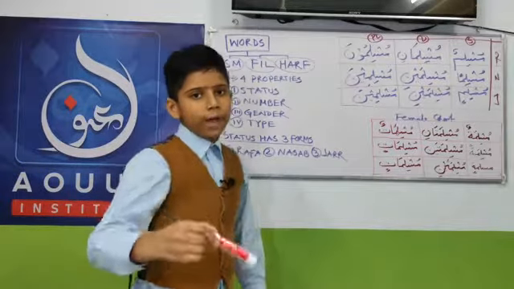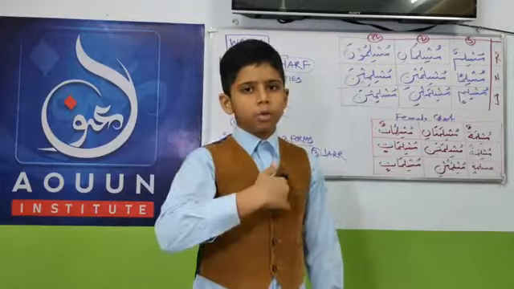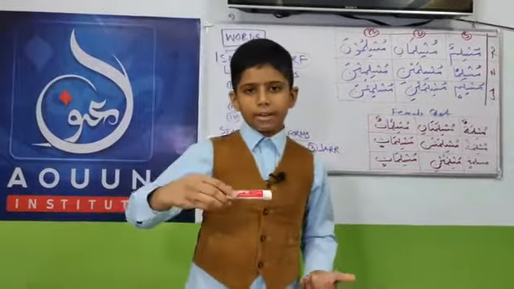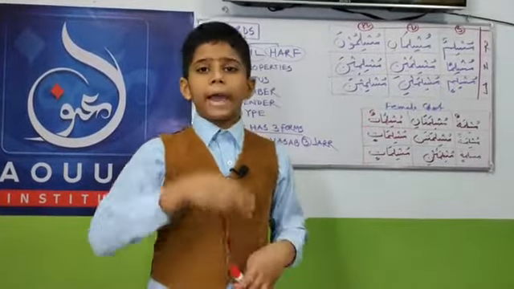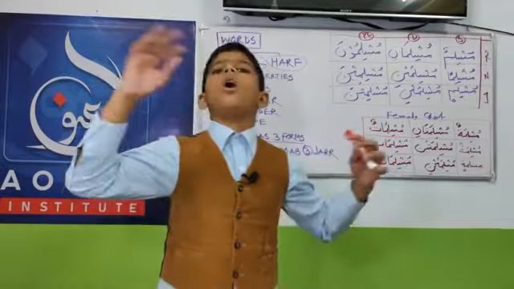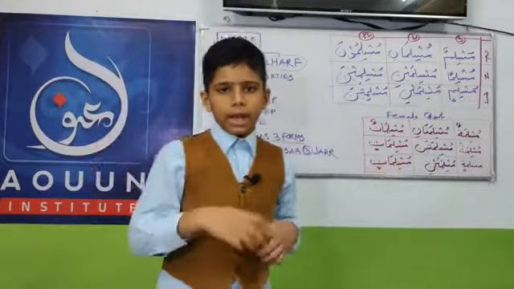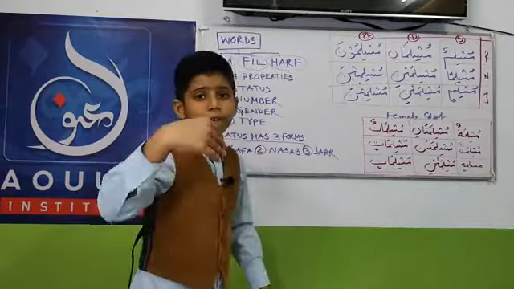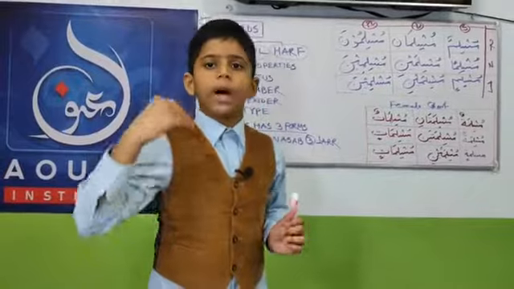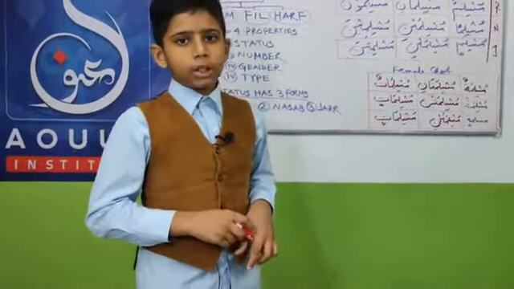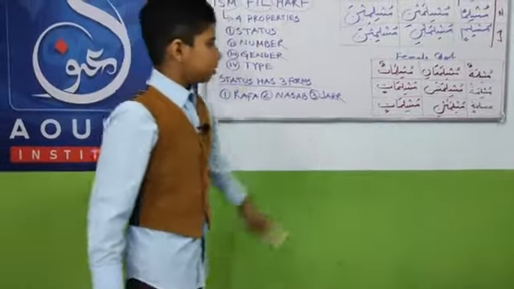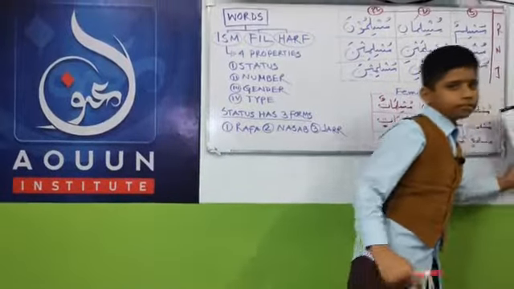Rafa is the doer of the act, like I'm running, I'm the doer. And nasab is the details of the act, like I ate an apple. Where did you eat? When did you eat? How did you eat? These are all nasab details. And jar is after 'of', like the messenger of Allah. So Allah is in jar. So we'll take 3 examples for these.